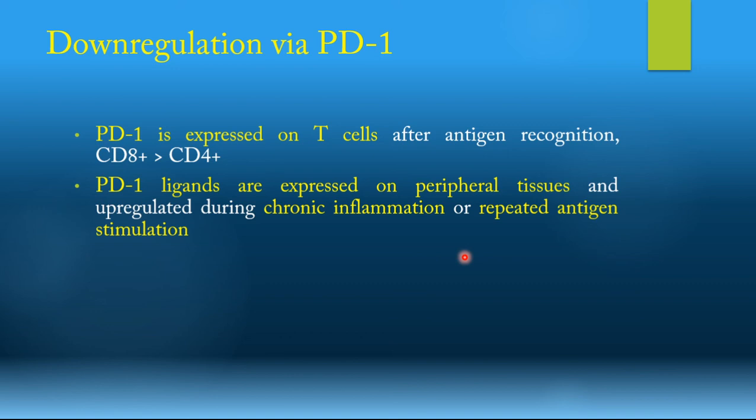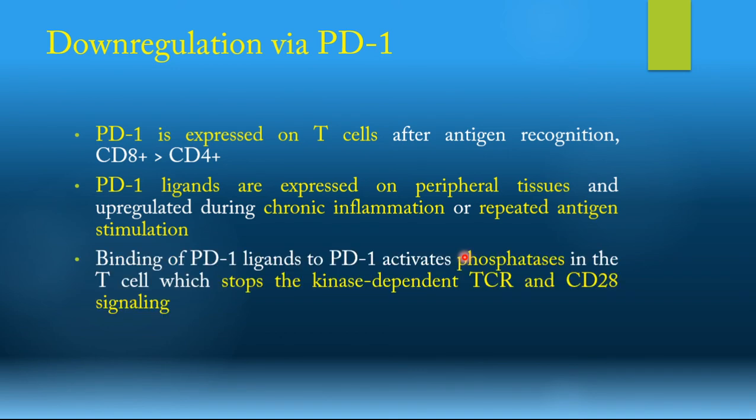This upregulation of this PD-1 ligand, once it binds to the PD-1, it will activate phosphatases in the T cell. The TCR and CD28 signaling are actually kinase dependent, so they activate the cell using kinases, while the PD-1 will activate phosphatases, which will do the exact opposite of what the kinase will do, and so they will deactivate the cell entirely, stopping the immune reaction. And that is good in the case of a chronic inflammation or repeated antigen stimulation.